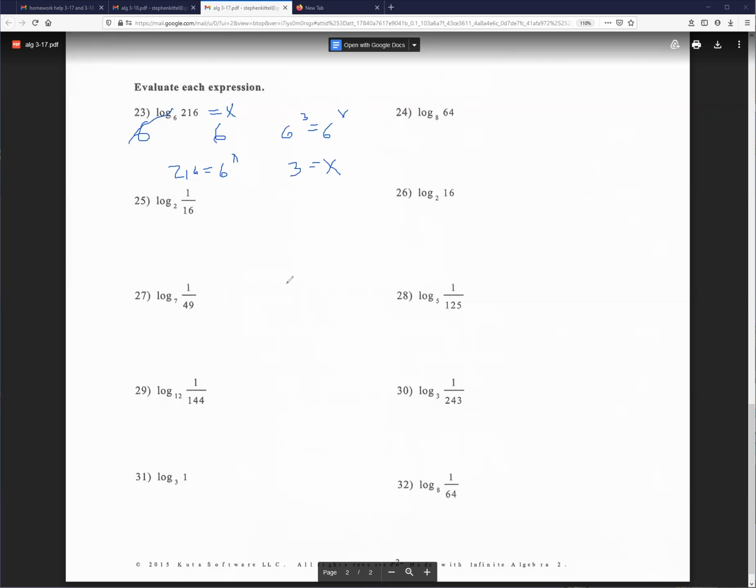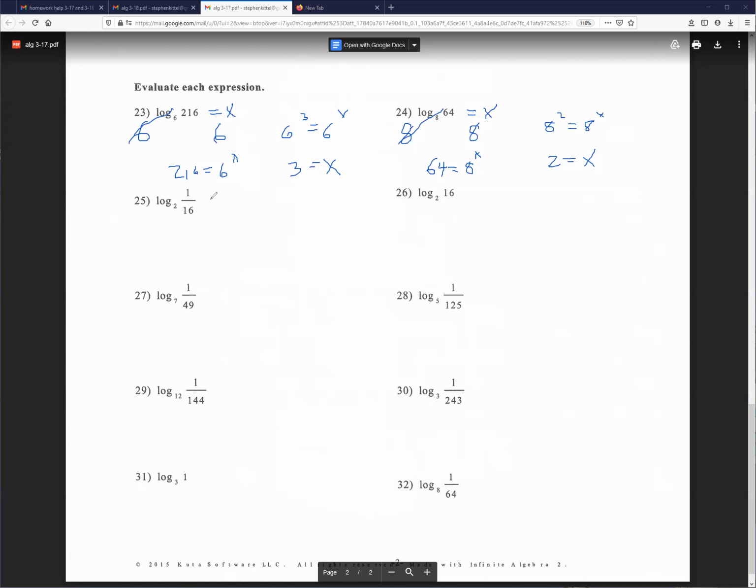Of course, you could just type these into the calculator, which is a much simpler way to approach it. But if you have to solve them without a calculator, just set them equal to x. So log base 8 of 64 equals x. 8 to the power on both sides, cancel. 64 equals 8 to the x. 64 is 8 to the second power. So that means that 2 equals x.